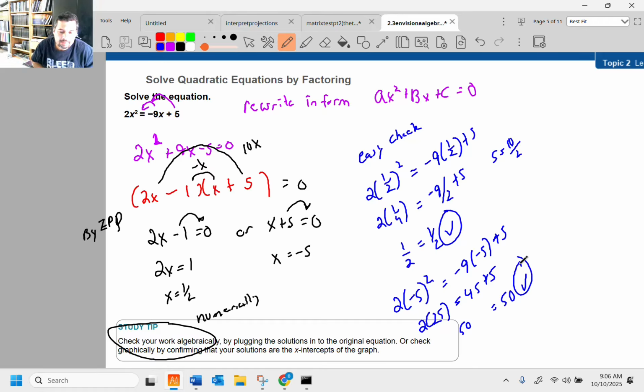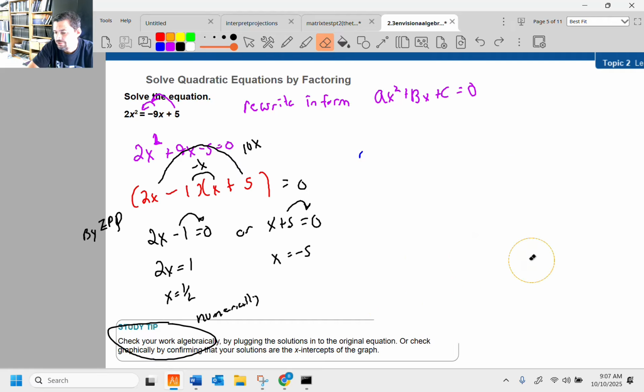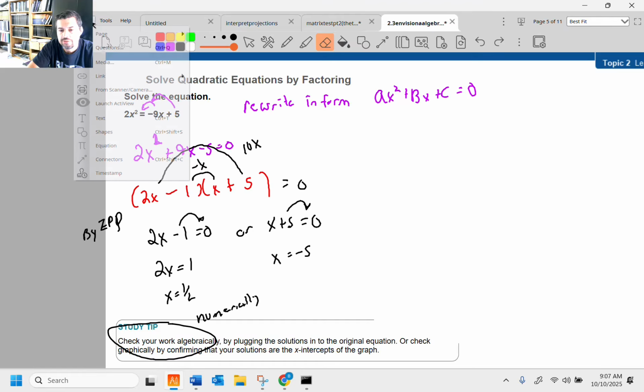Now, what are these? What are these things that I just found? Okay, what are they? Let's think about what we did. We literally set the equation equal to 0, didn't we?